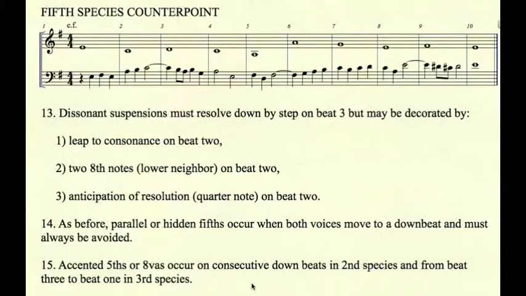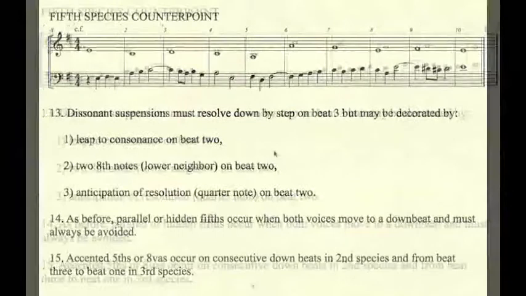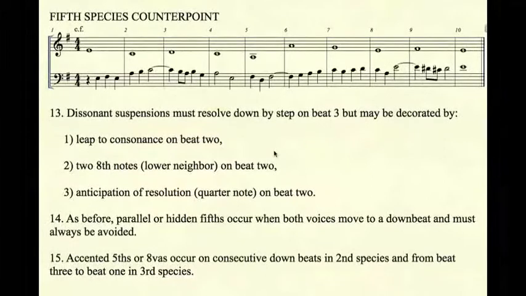Rule 14. As before, parallel or hidden fifths occur when both voices move to a downbeat and must always be avoided. Rule 15. Accented fifths or octaves occur on consecutive downbeats in second species and from beat 3 to beat 1 in third species. Both 14 and 15 are the same rules as we had before, but they apply in the same way as they did depending on which species you're using in what measure.